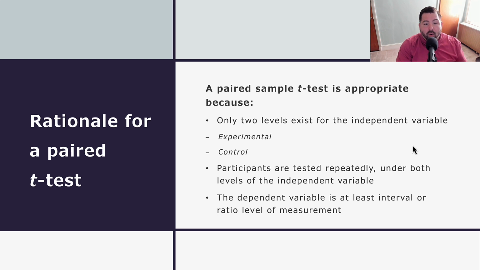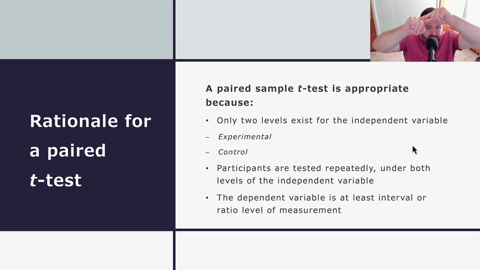So why is a paired sample t-test, or a dependent samples t-test, or a matched sample t-test the right tool to use in this context? The reason is that only two means or two levels exist in my independent variable. So my categorical variable is still treatment. I either have to first go through aerobic exercise and then control, or I first have to go through control and then aerobic exercise.